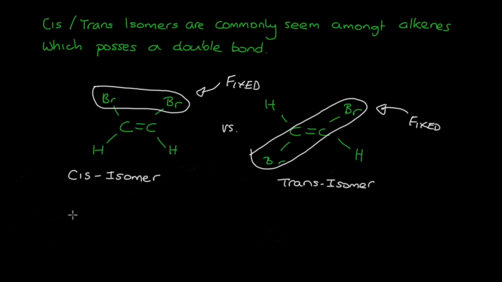Another way to work out if it's a cis or a trans isomer is to look at the hydrogens. If they are on the same side of the double bond, it is cis. If they are diagonally on opposite sides, it's trans.